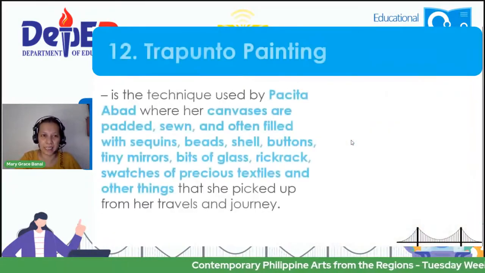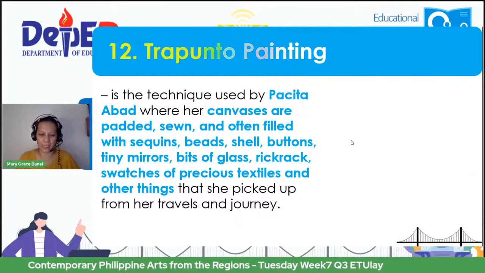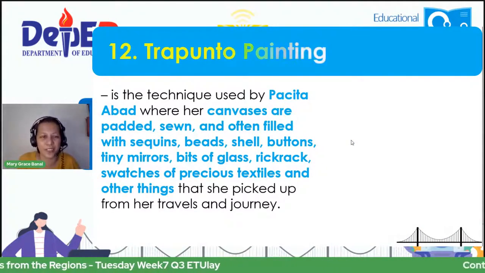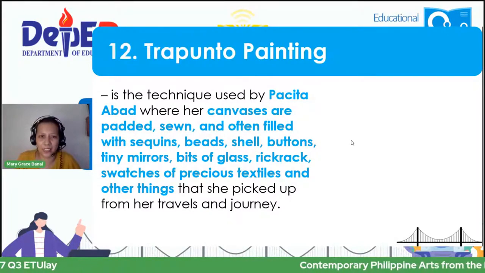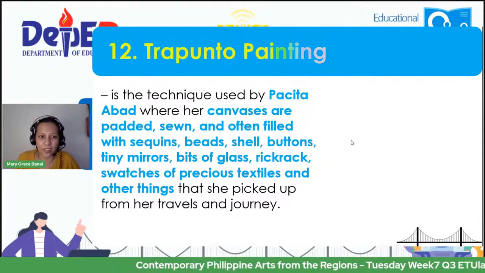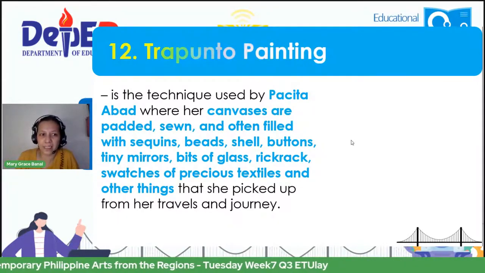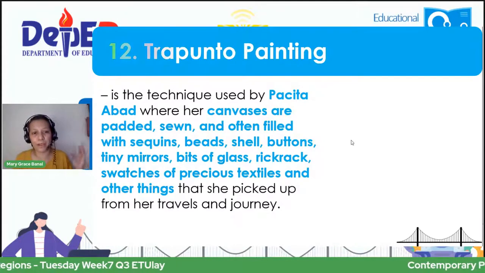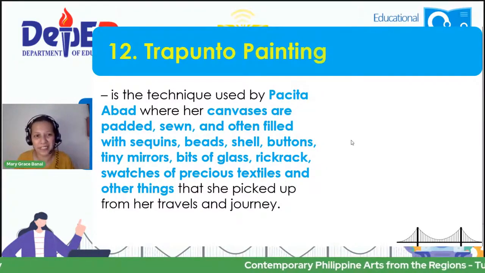And then finally, we have Trapunto painting. Depende na lang kung English or American ang accent, no? But both pronunciations are correct. So what is this? It is a technique used by Pasita Abad where her canvases are padded, sewn, and often filled with sequins, beads, shells, buttons, tiny mirrors, beads of glass, swatches of precious textiles, and other things. So sari-sari, kumbaga, to cut it short.